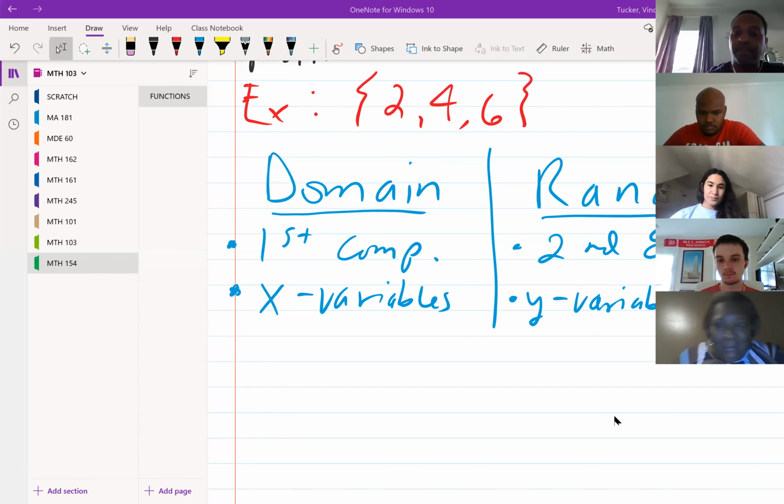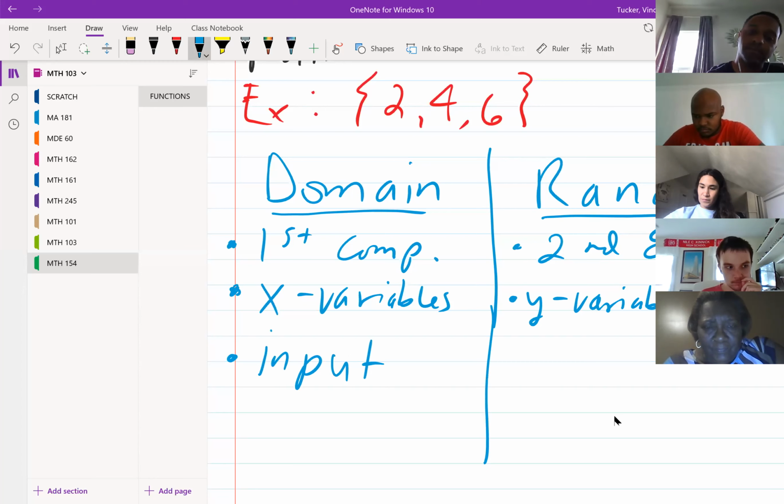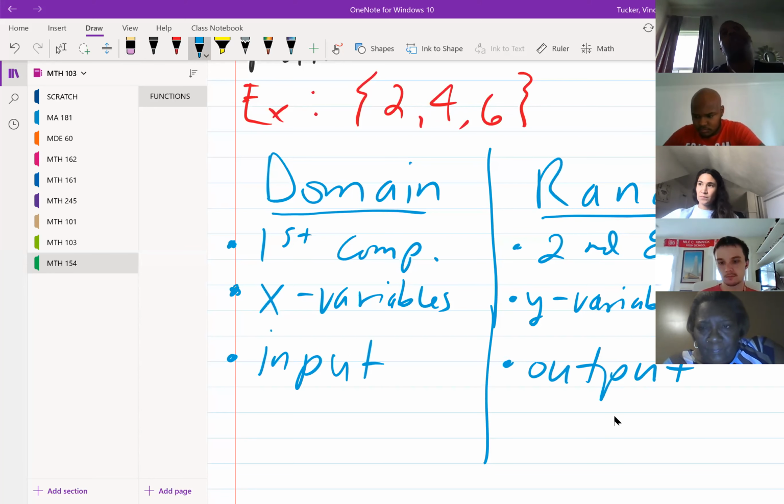So let's go back to domain and range. All right, so Y variables. I can write that better. When you're finished writing this, can you scroll back up for a second so I can see what you wrote? Yep. Thank you.